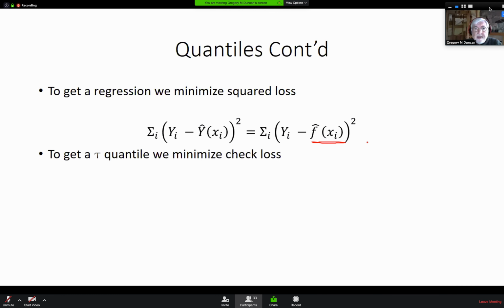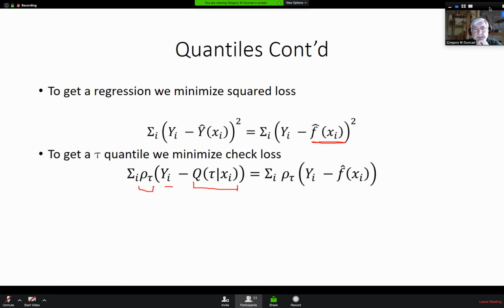To get a quantile, we minimize the check loss. So what I do here is I stick the quantile in here. Here's y. Here's my loss function, which we just talked about earlier. I sum that over all of the observations, and then I choose my prediction of y, q of y, to minimize the check function.